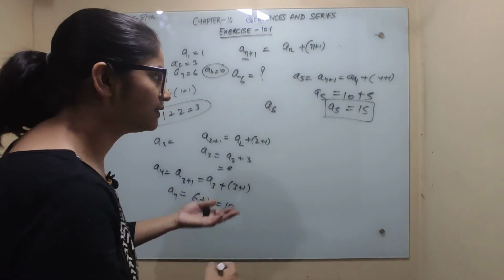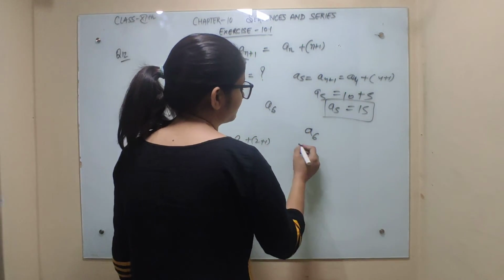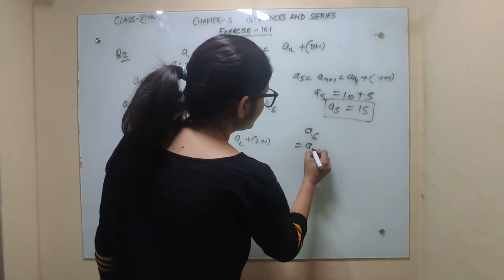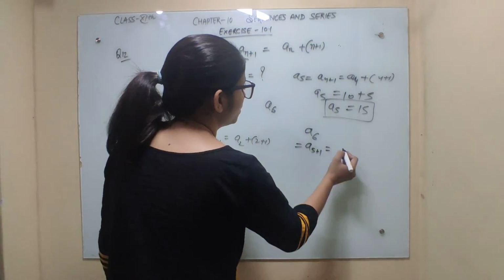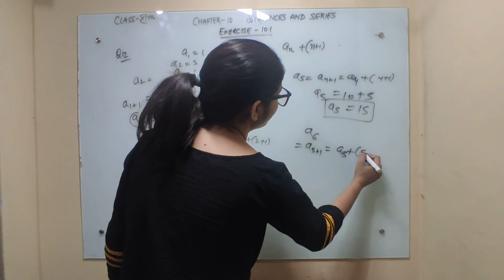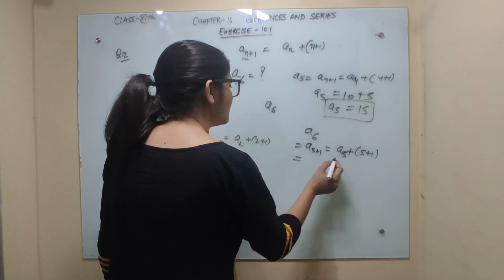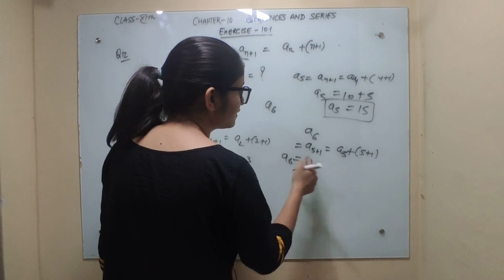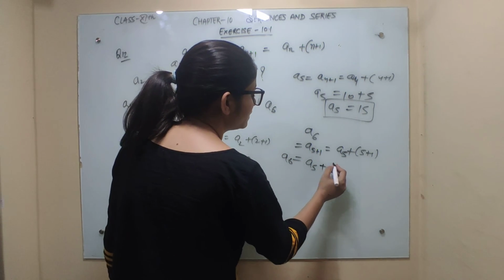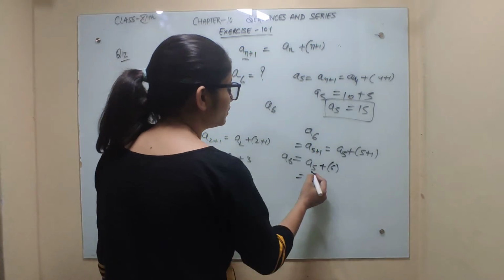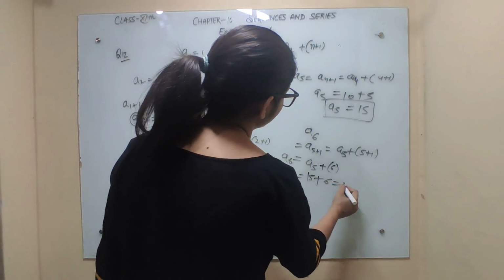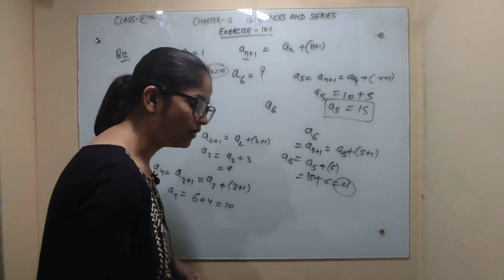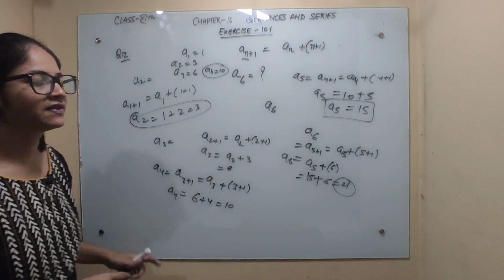Now they are asking the 6th term. So same you have to write A6. Now I have to substitute n is equal to 5. So A5 plus 5 plus 1. So A6 is equal to A5 plus 6. And A5 you know is 15. So 15 plus 6 is equal to 21. So the 6th term of the sequence will be 21. This is the answer. Like this you have to find.